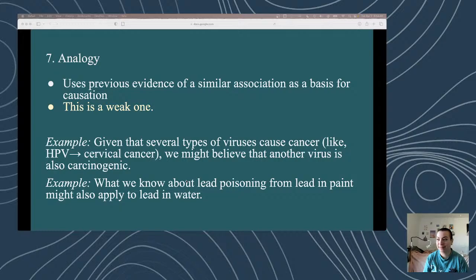Seven is analogy. This doesn't make sense. Basically, using previous evidence of a similar association as a basis for causation. This is a weak one. For example, given that several types of viruses cause cancer, like HPV causes cervical cancer, we might believe that another virus is also carcinogenic. Or, what we know about lead poisoning from lead in paint, and what it causes, might also apply to lead in water. Again, this is a weak one.